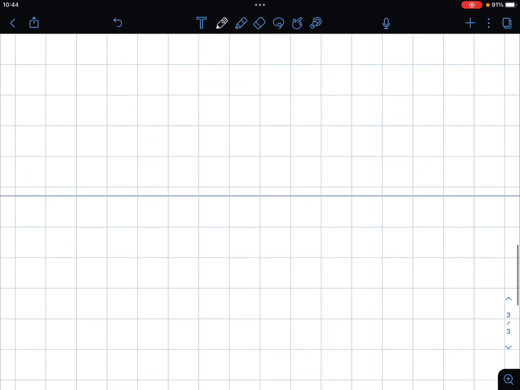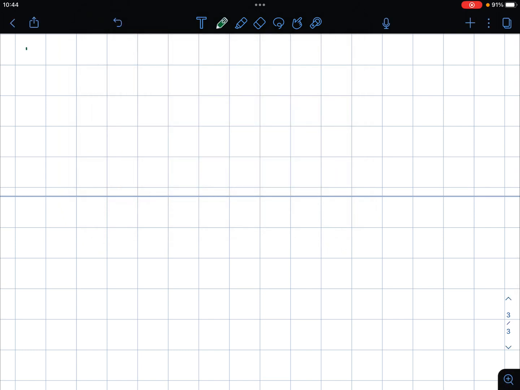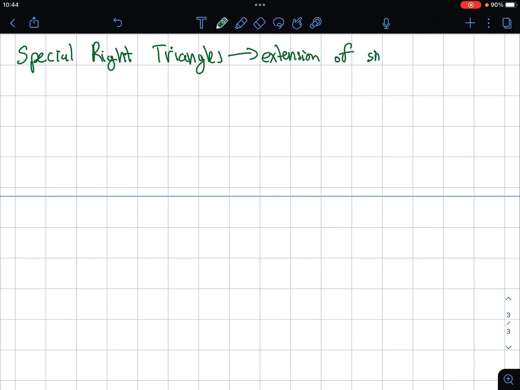Last thing I want to cover is just a recap of the special right triangles. Okay, so let's write this out. Special, quote unquote, special right triangles. And I'll tell you why they're considered special in a second. But realize that these are, again, just an extension of similarity and trigonometry.